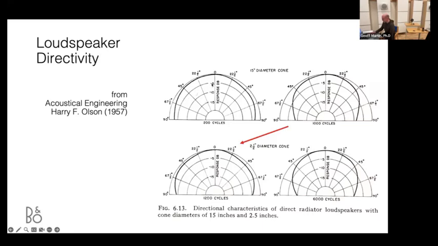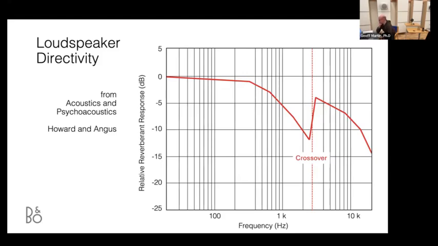So we have something that's omni and then beaming. And as you move across the crossover, omni and beaming again, for the case of a two-way loudspeaker. If we look at that behavior, but consider it in terms of a direct to reverberant or a direct to reflected ratio, you get a plot that looks something like this.